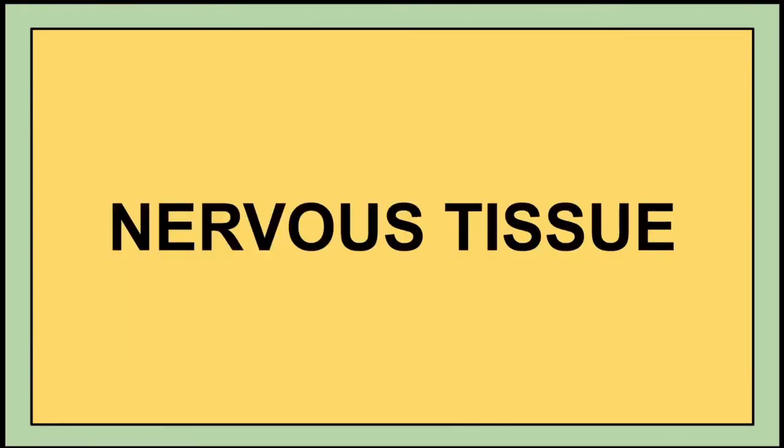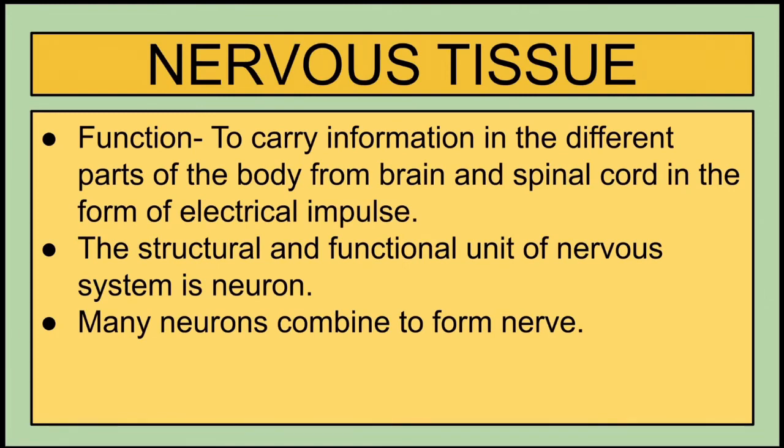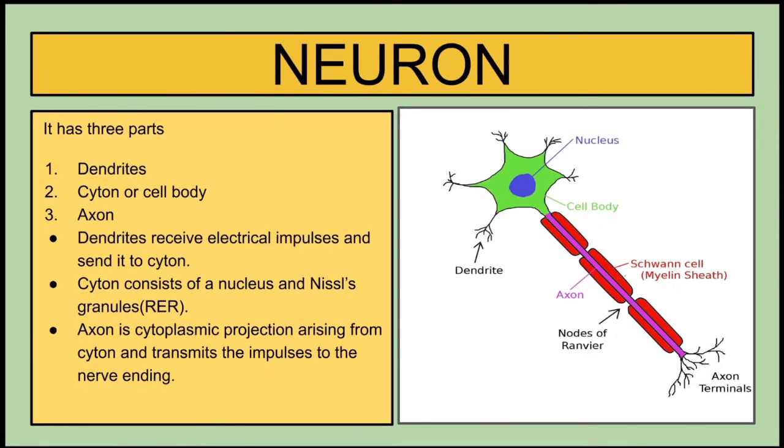Nervous tissue. It is another kind of animal tissue which carry the information to the different parts of the body from brain and spinal cord in the form of electrical impulses. The structural and functional unit of nervous system is neuron. Many neurons combine to form a nerve. Now let us study the structure of neuron.